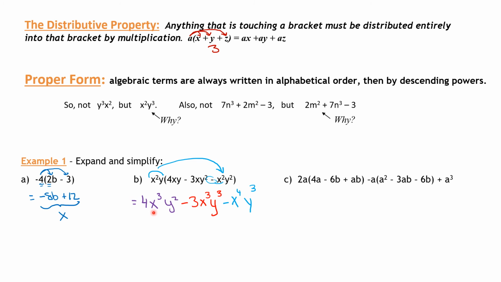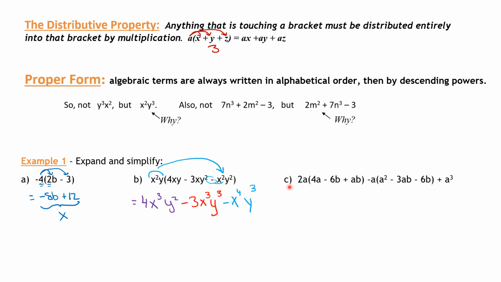Like terms are defined by the bases and the exponents. So here's an x cubed y squared. This is an x cubed y cubed, so they're not the same. And this is an x to the power 4 y cubed, so it's not the same as any of these. So we don't have any like terms, so we can't add, we can't collect any further.